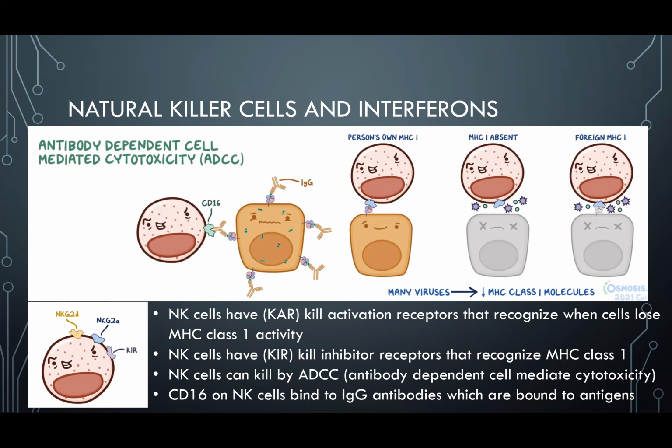As well as these receptors, natural killer cells can also kill by ADCC, or antibody-dependent cell-mediated cytotoxicity. An infected cell with viral proteins is bound by IgG antibodies that are specific to the antigen. Natural killer cells have the cell surface molecule CD16 that binds to the constant part of the antibody. This strong activating signal leads to target cell destruction.